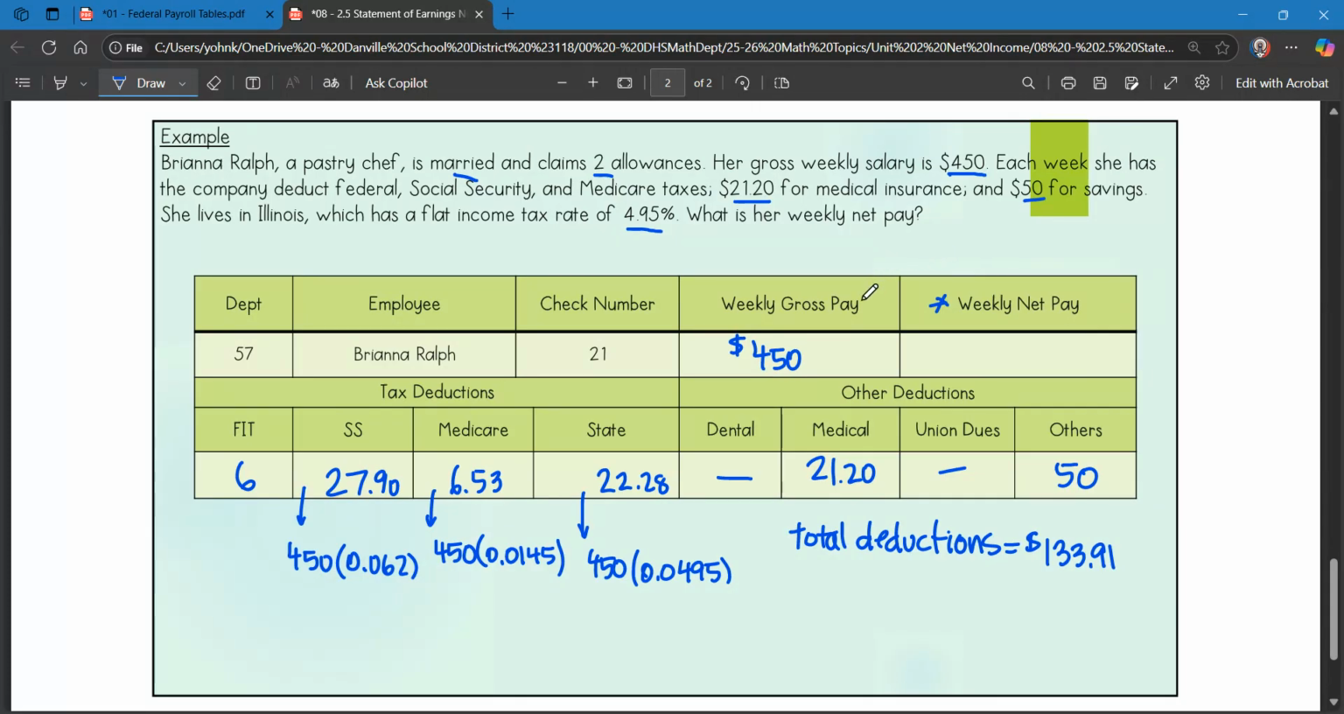So we're going to go up to the top. We're going to take our weekly gross pay, $450, and we're going to subtract our deductions, $133.91. That's going to give me a weekly net pay of $316.09. Kids, if you're only making $450 a week, you might only be taking home $316.09. So make sure you get that job.